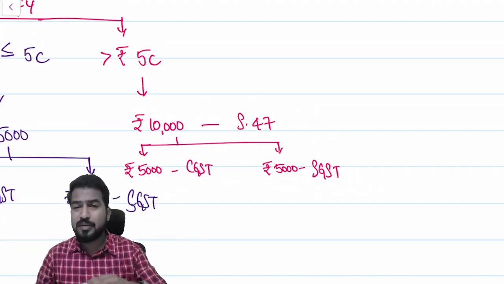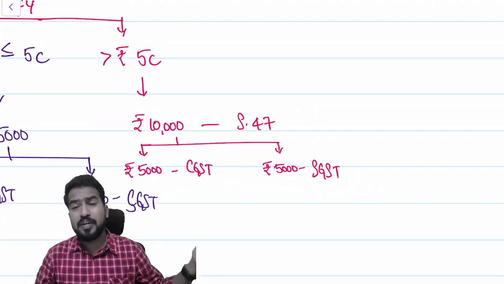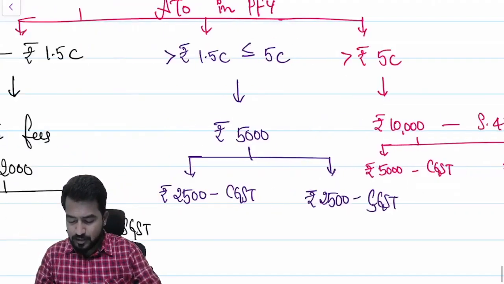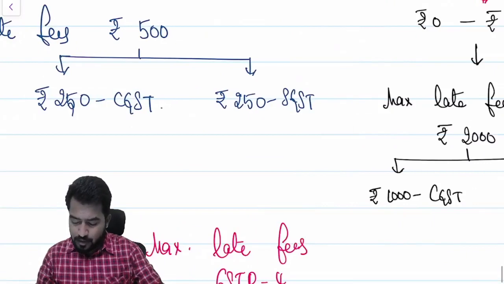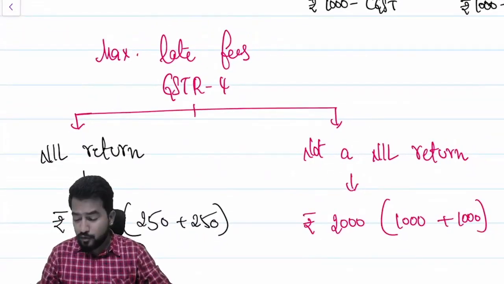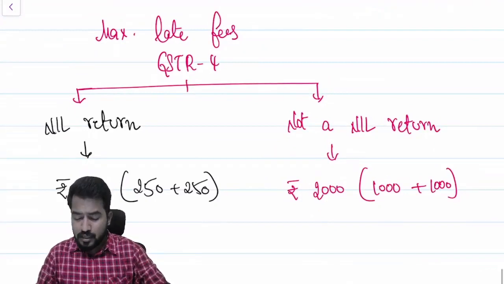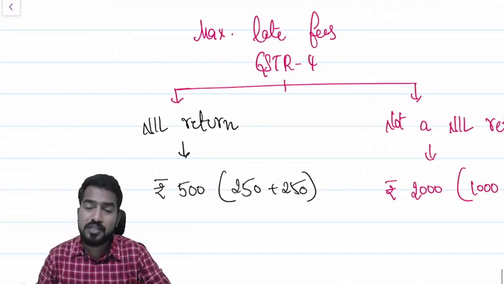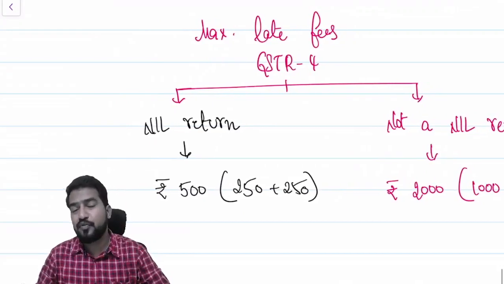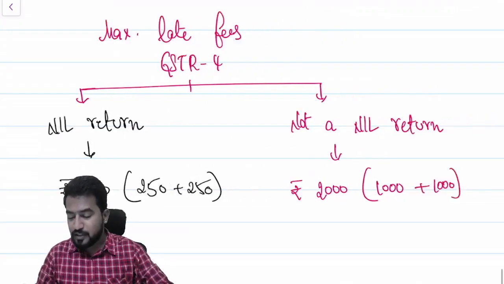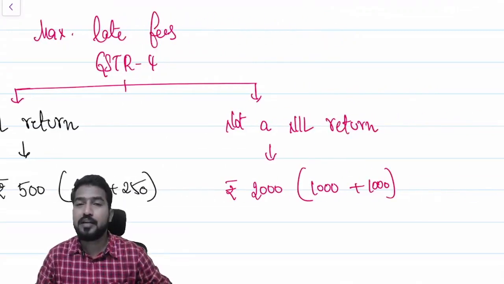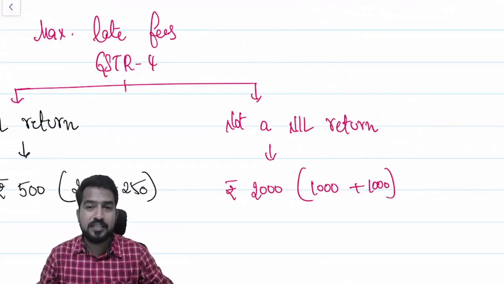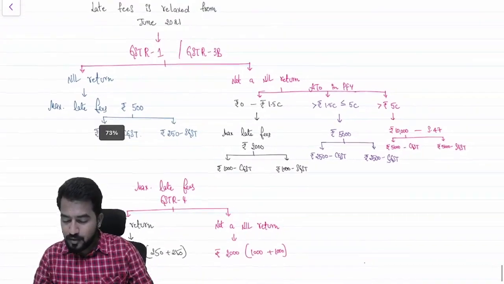Okay? This amendment is not the latest one, it was there in the previous RTPs also, previous statutory updates also. It has been continued now also. Hope you are already aware of this particular amendment. And the maximum late fees for delay in filing of GSTR 4: if there is a nil return, then the maximum late fees is 500 rupees, 250 rupees under CGST, 250 rupees under SGST. If it is not a nil return, then the maximum late fee is only 2000 rupees, 1000 under CGST and 1000 under SGST. This is the amendment, my dear friends.